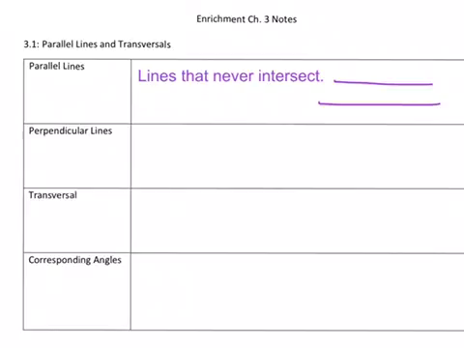A way to show that they're parallel in geometry is these little arrows, and it shows that they will go on forever and never intersect. We see those in real life with railroad tracks and bricks and different types of lines that way.